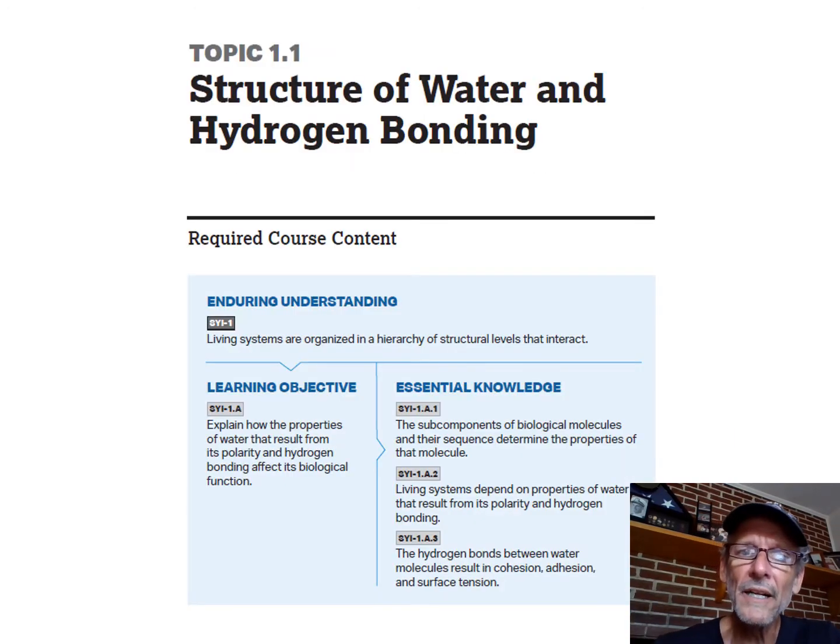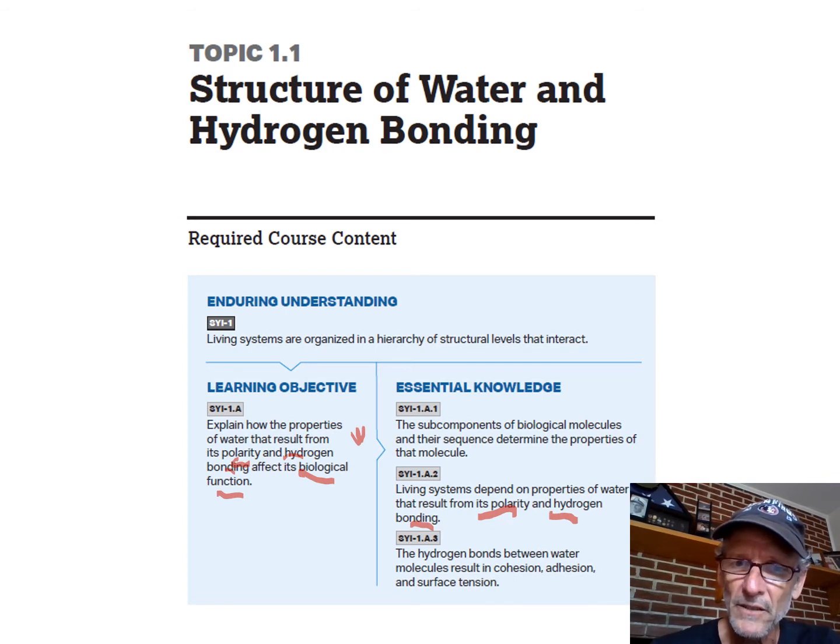And so now we get to water. We get to bonds that are polar, right? Explain how the properties of water that result from its polarity and hydrogen bonding affect its biological function. These are what they're going to ask you, right? So living systems depend on these properties of water that result from polarity and hydrogen bonding. Hydrogen bonding results from polarity, right? What are they going to ask you about?